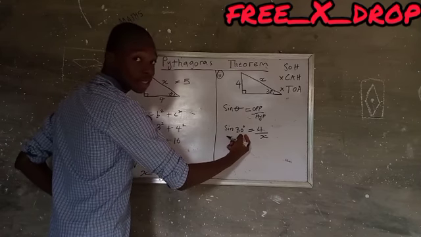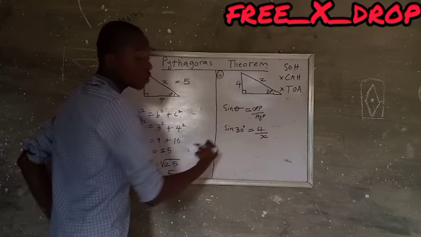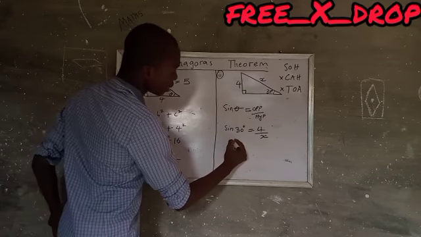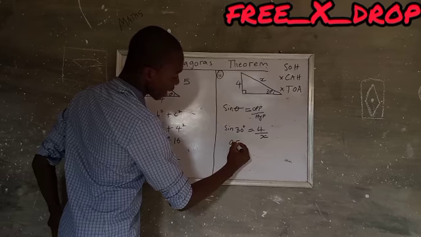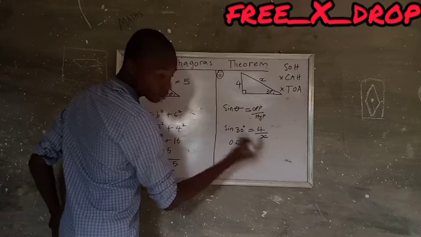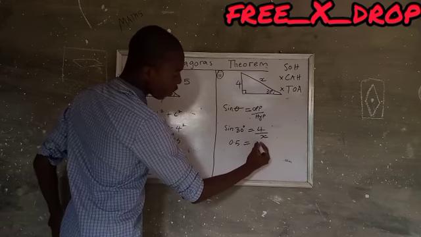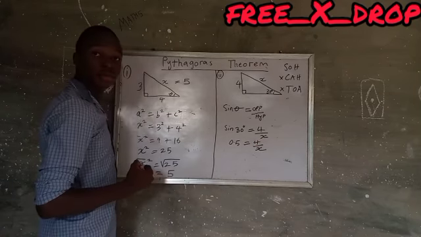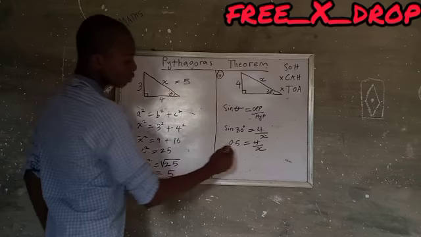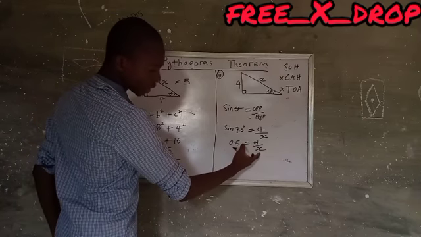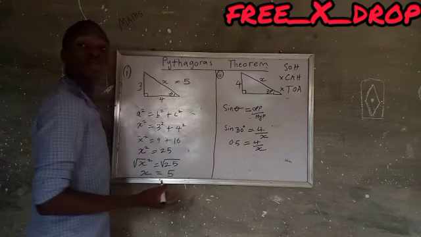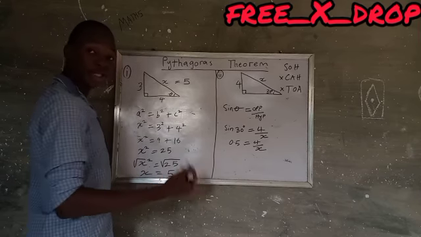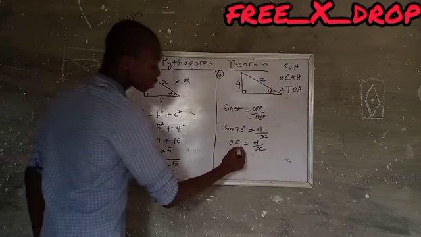So what is sine 30? If you check your four-figure table or use your calculator, sine 30 is 0.5. So sine 30 equals 4 over x. Now, we are looking for x. So what we simply do, we are going to make x the subject of formula. And how do we do that? We cross multiply.